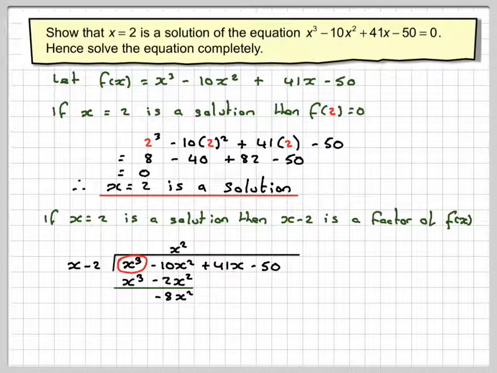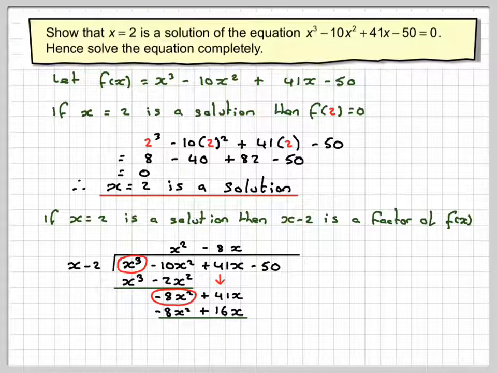Bring down the 41x, and now we're going to divide minus 8x squared by x, and that gives me minus 8x, and then we do minus 8x times x, that gives me minus 8x squared, and then minus 8x times minus 2 is going to give me plus 16x. Again, we do a subtraction, so we get nothing from here, and then we're going to do 41 minus 16, which gives me 25x. Bring down the minus 50, and then we're going to divide the 25x by x, which gives me plus 25. Doing the multiplication, 25 times x is going to give me 25x. 25 times minus 2 gives me minus 50.